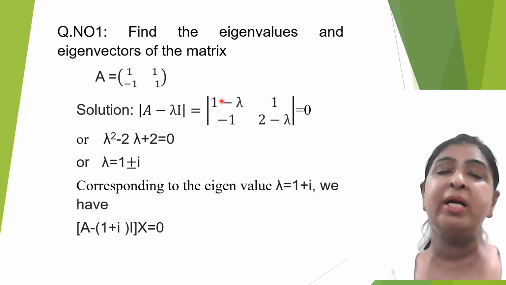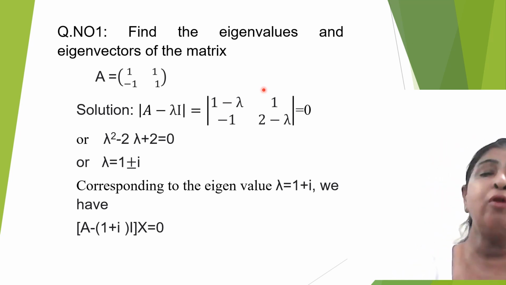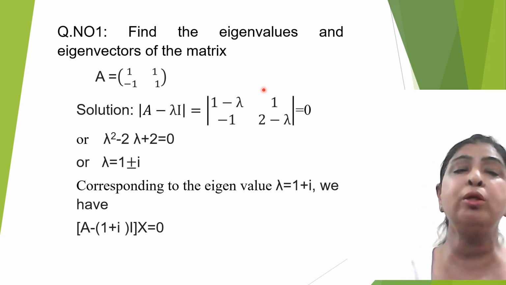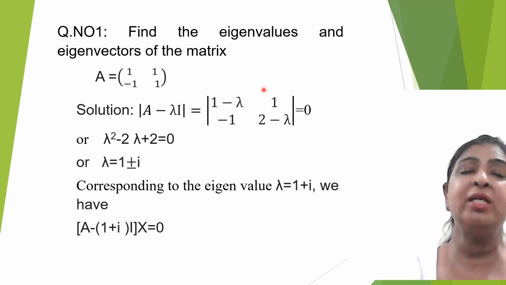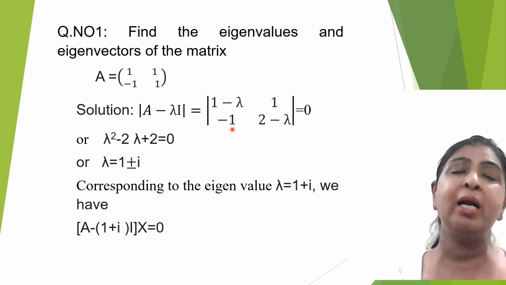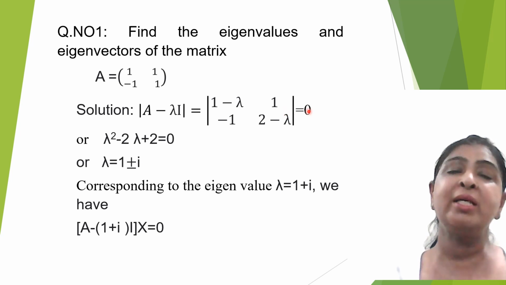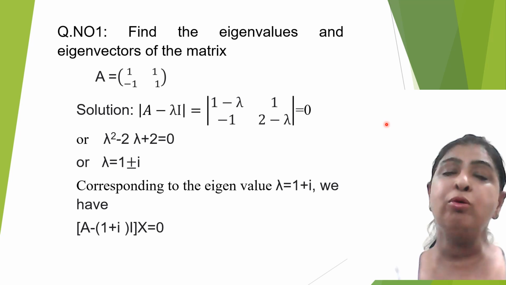A are 1, 1, minus 1, 1. So first of all, we will write the characteristic equation corresponding to the matrix A. The characteristic equation is given by determinant of A minus lambda I. This is 1 minus lambda, 1, minus 1, 2 minus lambda, and this is equal to 0.